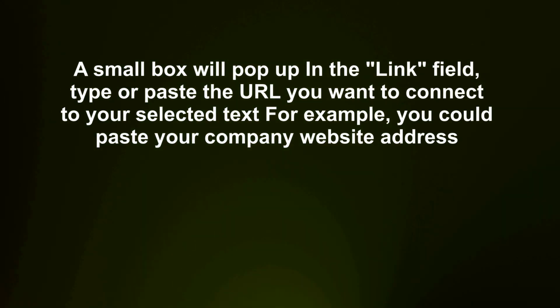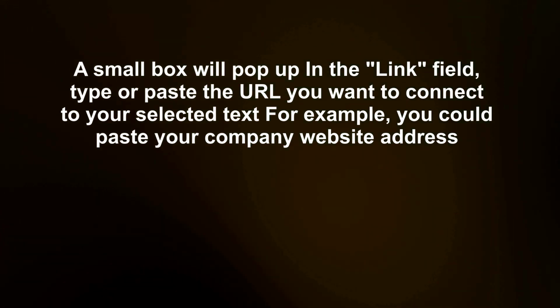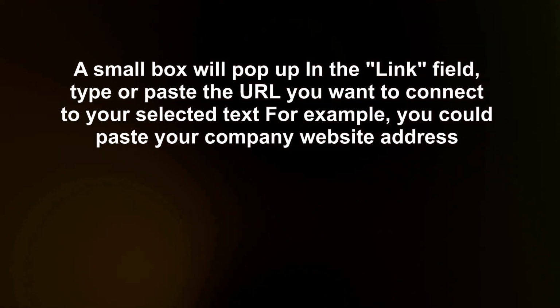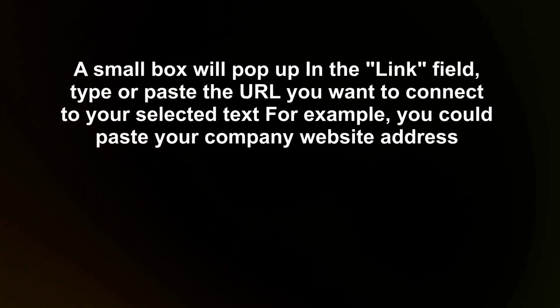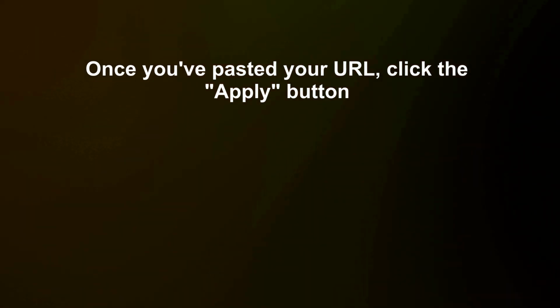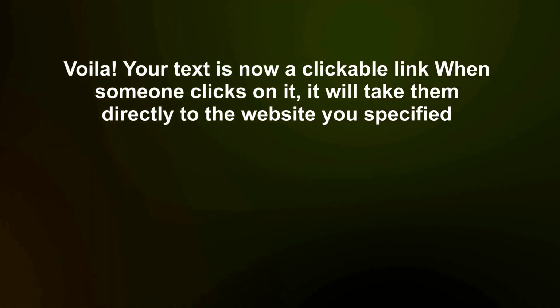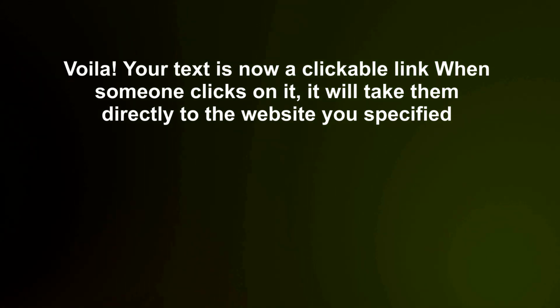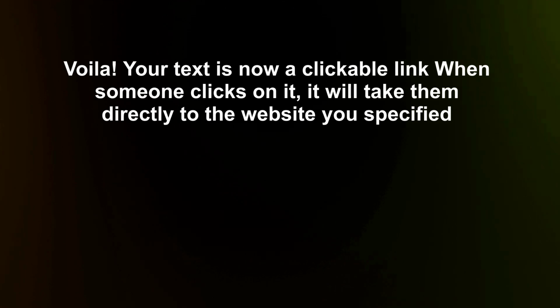A small box will pop up. In the link field, type or paste the URL you want to connect to your selected text. For example, you could paste your company website address. Once you've pasted your URL, click the Apply button. Voila! Your text is now a clickable link. When someone clicks on it, it will take them directly to the website you specified.